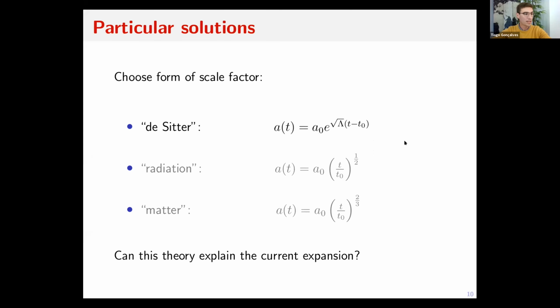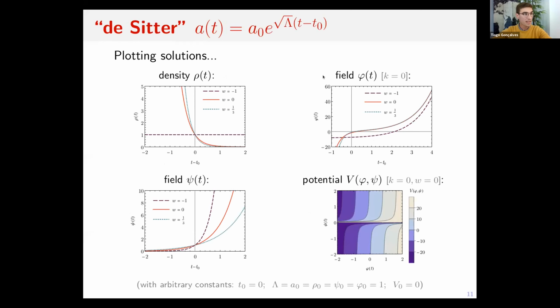And we may ask whether this theory can explain this current expansion. Indeed, the answer is yes. And not only that, but it is able to do that not only for a cosmological constant or an equation of state of minus one, but also for other equations of state. So here I just showed an overview of examples of solutions for each of the variables. I don't want to focus here on the details, it's just to illustrate the fact that we are able to find these solutions, all of them consistent with an accelerated expansion.